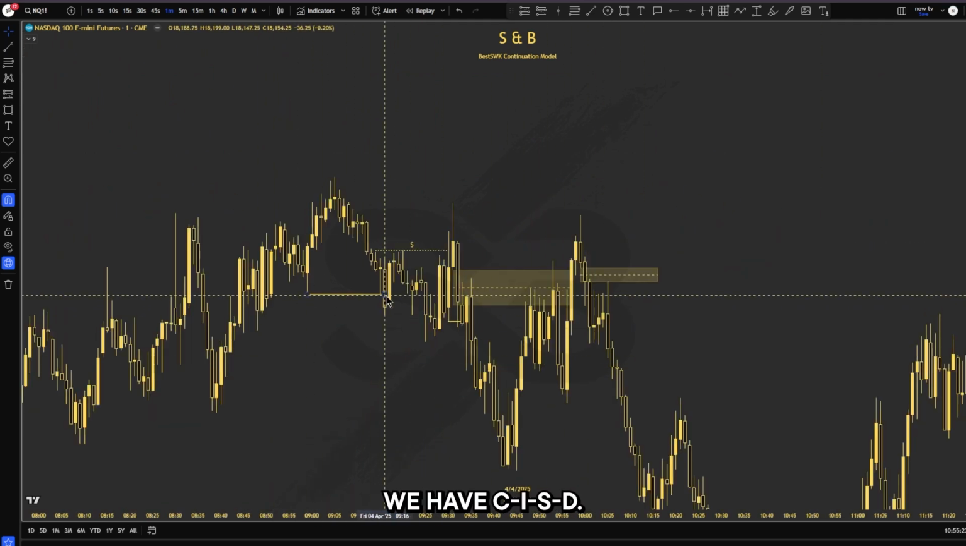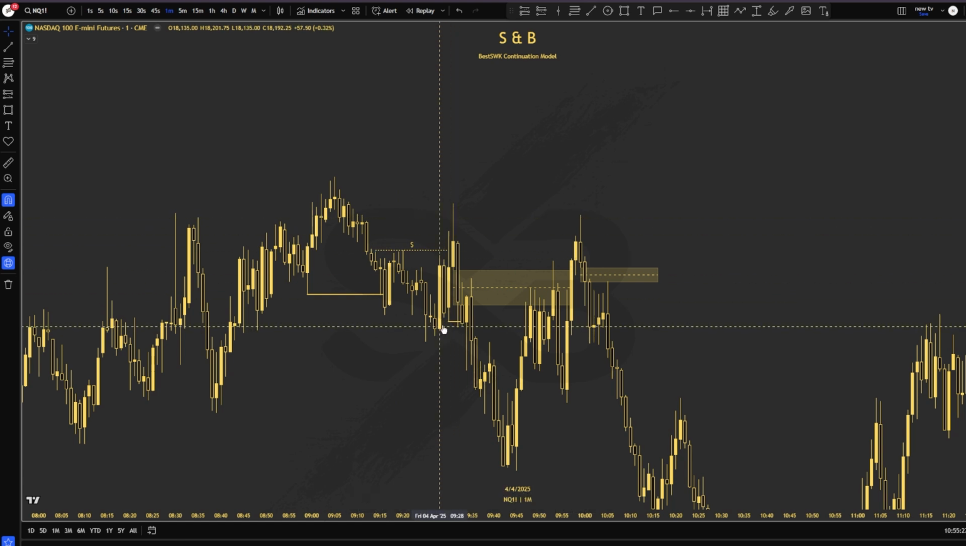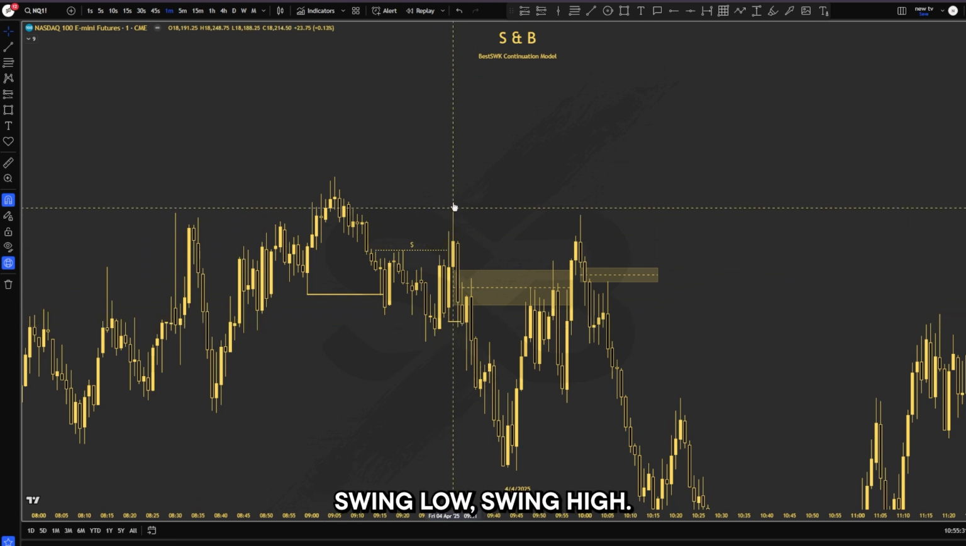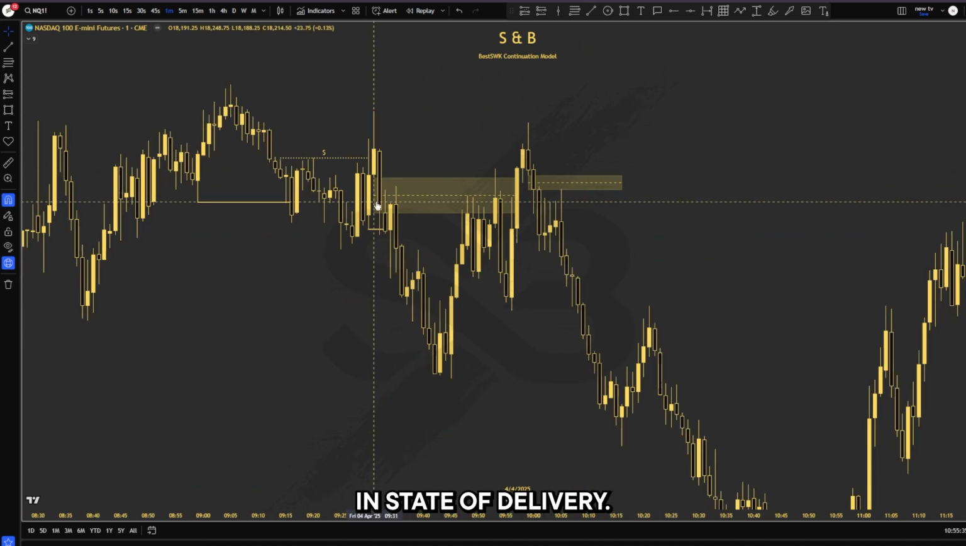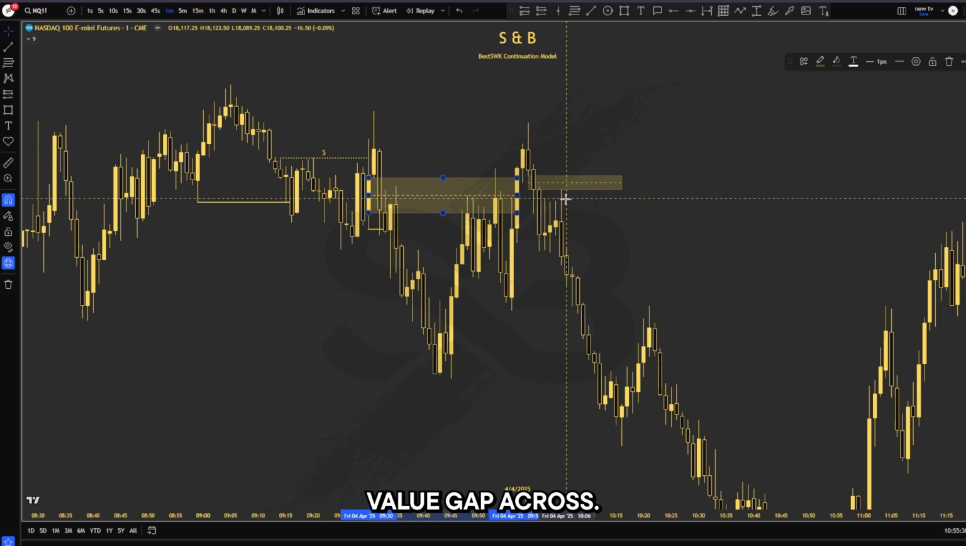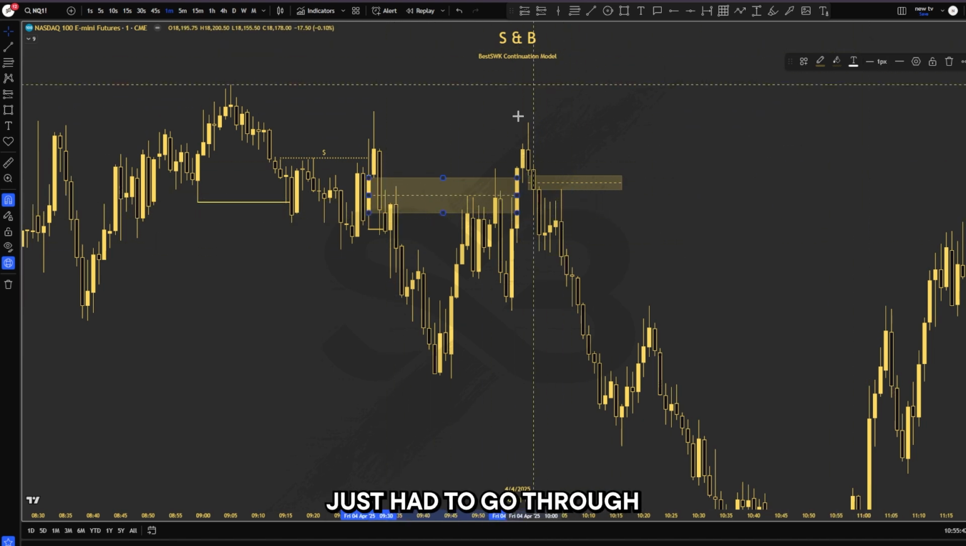Another example can be seen here after price had already dropped. We have CISD. We have relatively equal highs. Those get ran. We have a new CISD here, swing low. Swing high, swing low, swing high. We close below it here. So now we have a change in state of delivery. And then we can drag the fair value gap across. You could have entered here on the retap on the open, and you would have just had to hold through.